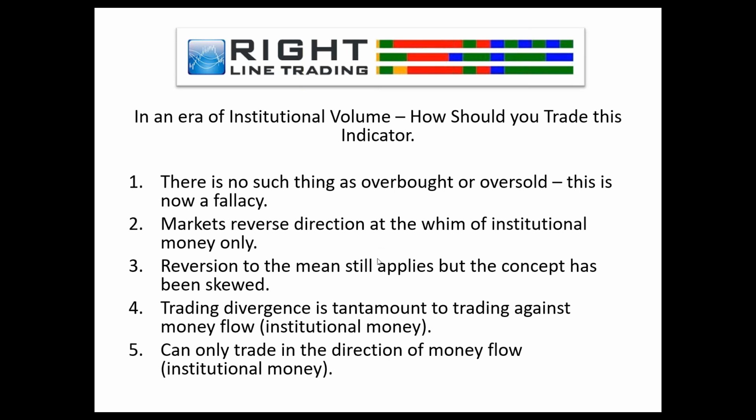But you can see a drop off in volume, a small retracement, and then they come right back and push that thing up another 25 or 30 ticks. So you can never really be sure exactly when the institutional traders are done moving that instrument. And it's not till they totally step aside that the price is going to snap back to the mean. So trading divergence is really tantamount to trading against the flow of institutional money. It's going to do nothing but bleed your account.